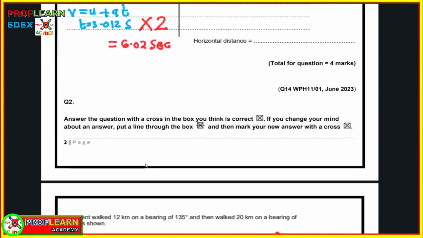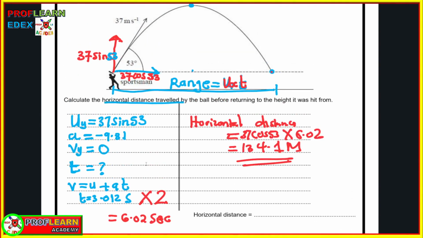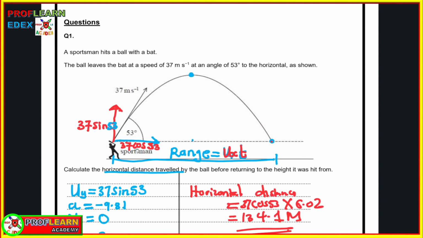Now let's move down and talk a little bit about projectile motion. If an object is projected at an angle of 53 degrees at a velocity of 37 meters per second, you ought to realize that in this projectile motion, there will be vertical and horizontal components. So you are going to resolve into the vertical direction and the horizontal direction.